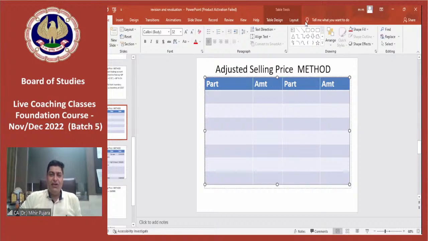Our four methods which we understood first, FIFO, LIFO, simple, weighted, these are historical methods, and this what we are doing at present is a non-historical method. Okay guys, now without wasting time, let's start with the purchase.